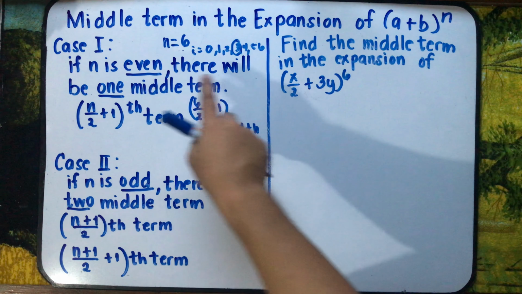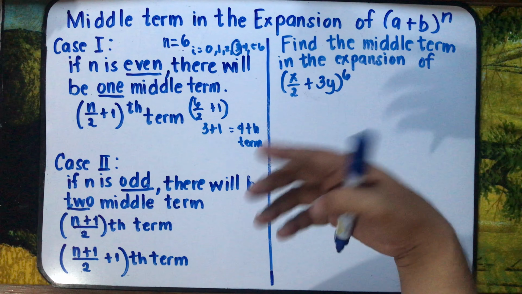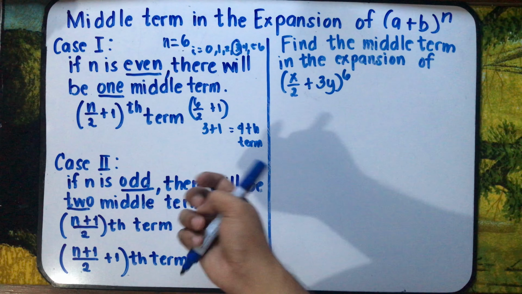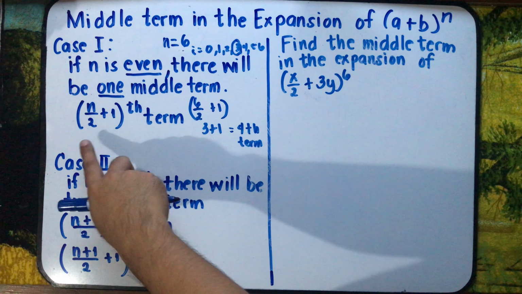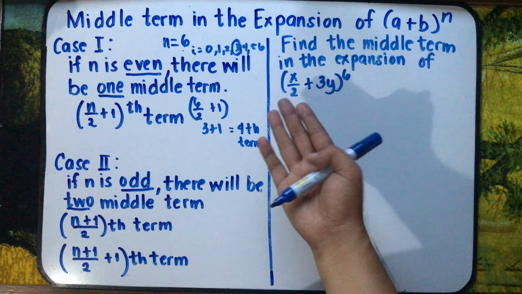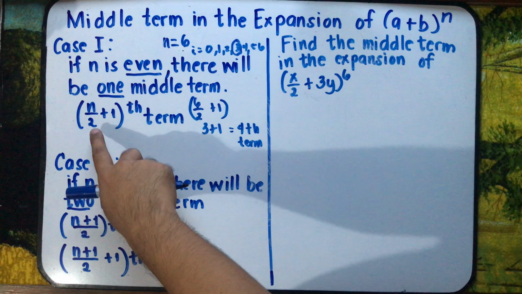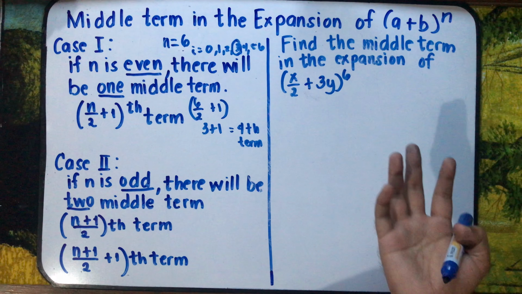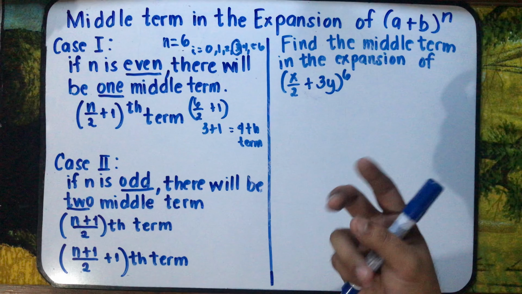Again, if n is even, we will only have one middle term. And the formula for the term position is n over 2 plus 1. Just substitute the value of n in the formula so that you will know the position of the middle term.